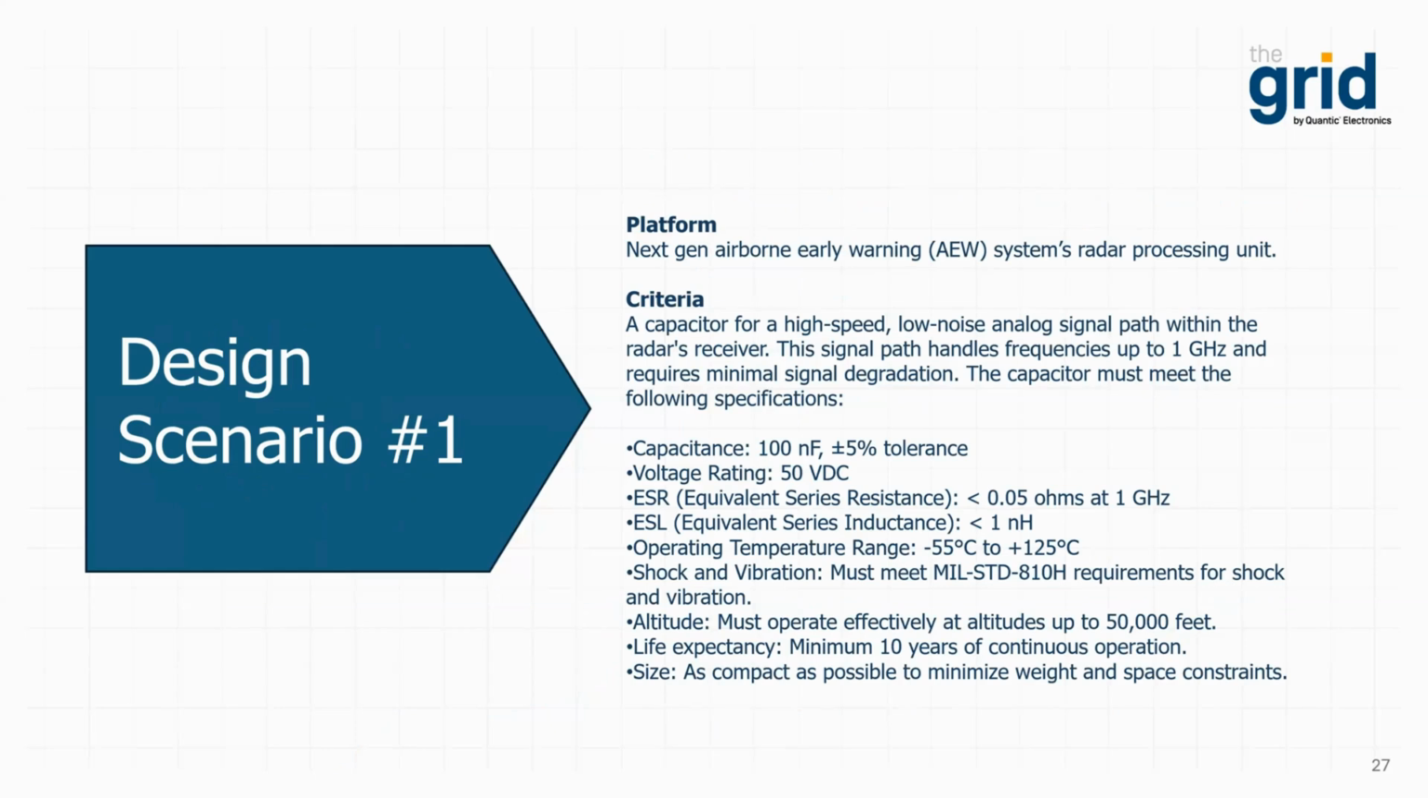Now, let's step into some design scenarios and see how some of these different capacitor technologies compare. Let's say an engineer is designing a next-gen airborne early warning system. This engineer needs a capacitor for a high speed, low noise, analog signal path within the radar's receiver. This signal path handles frequencies up to 1 gigahertz and requires minimal signal degradation.